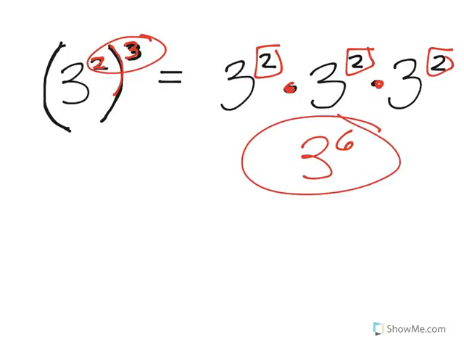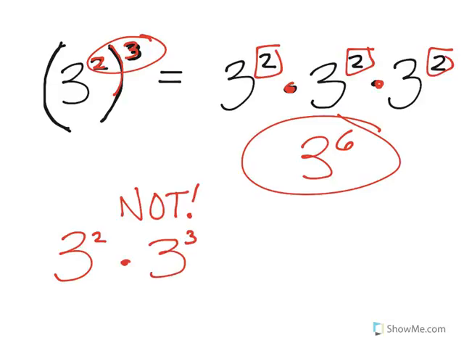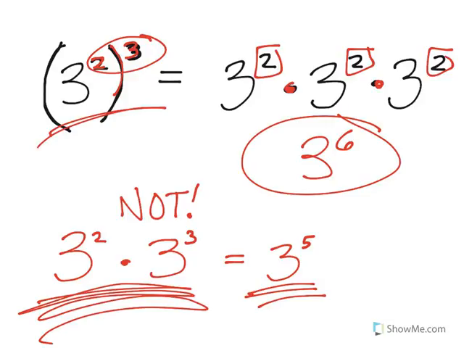This is different. This is not the same thing as 3 squared times 3 to the third. Because what is 3 squared times 3 to the third? That's 3 to the 5th. Okay? Let's make it a little neater here. 3 to the 5th. That's different. Okay, so be aware. This is not the same as this.